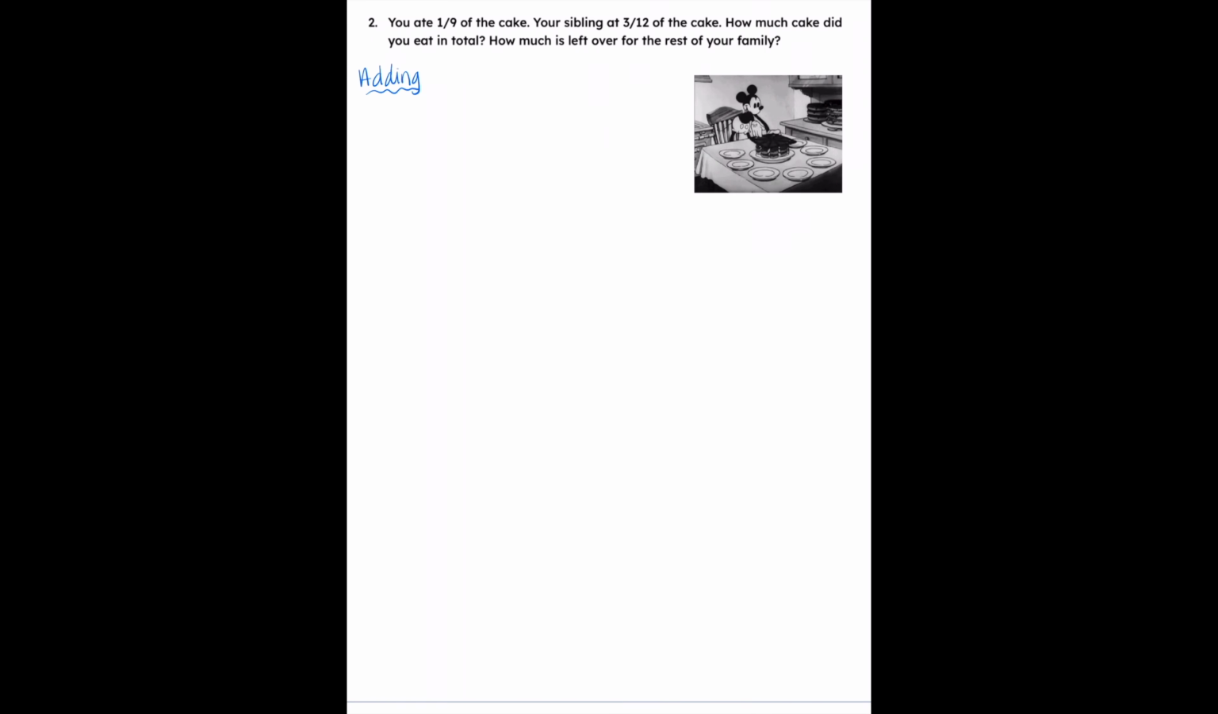The operation we would use here would be adding in order to find out how much we've eaten in total, right? In total means adding. And what we would be adding is the 1/9, what you ate, and the 3/12, what your sibling ate. So we would be doing 3/12 plus 1/9.